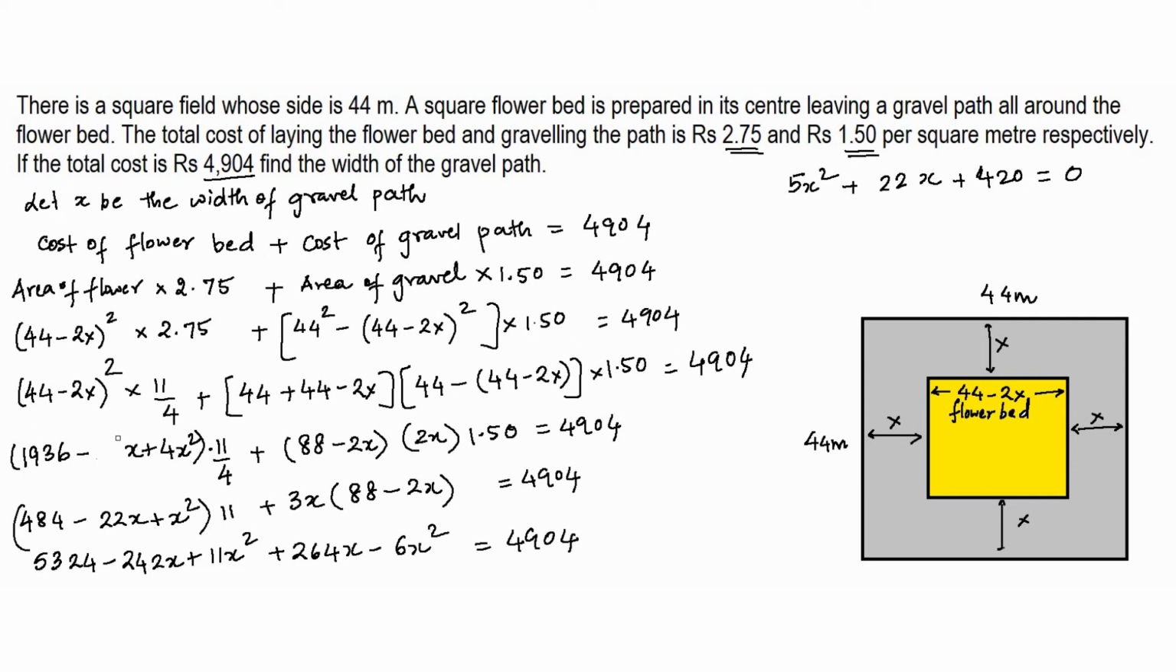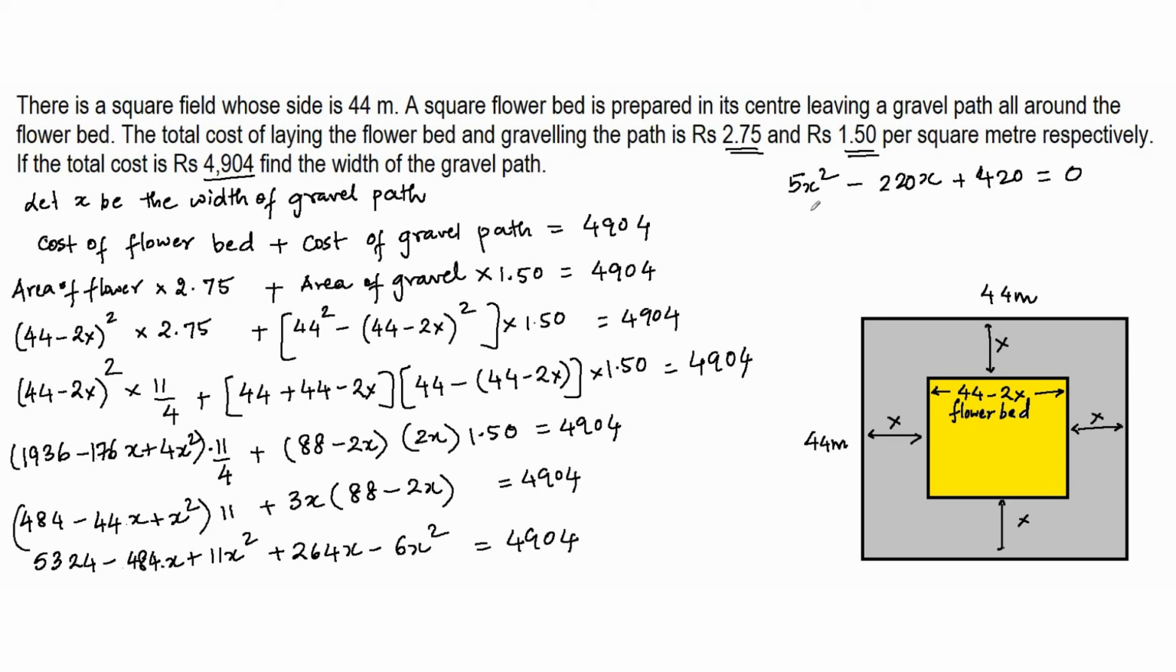Instead of 88x, it should have been 176x, right? So this should have been 176 here, and therefore this should have been 44 here, and 44 11s should have been 484. Okay, and therefore let us now recalculate our equation. 5x square is fine, then minus 484x plus 264x will become minus 220x. Minus 220x plus 420 is equal to 0.